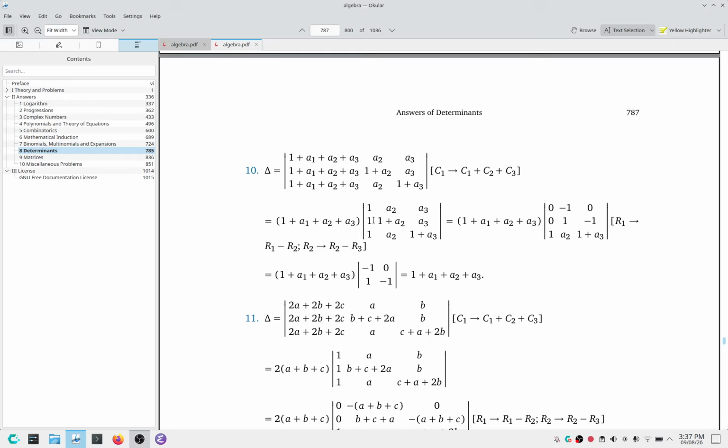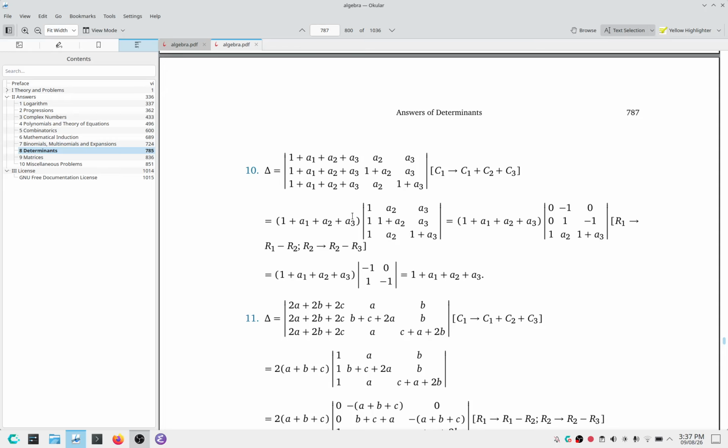Once we have that, you know the exercise, we can do r1 equals r1 minus r2, r2 equals r2 minus r3 to get two zeros here in the first column, and this becomes minus 1, 0, 1 and minus 1. Once you have two zeros, we expand along the third, that is this, and we get the answer as 1 plus a1 plus a2 plus a3.